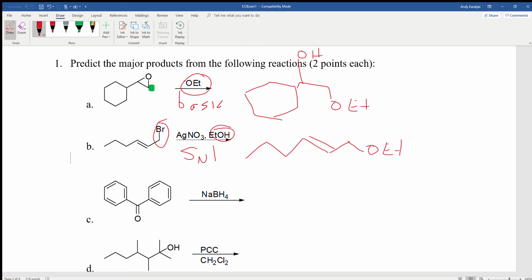Part C is a sodium borohydride reduction. We know that sodium borohydride is able to reduce aldehydes and ketones. And we have a ketone here in this molecule, so our aromatic rings will be untouched, and our ketone gets converted to an alcohol.